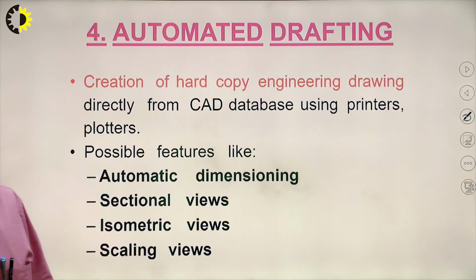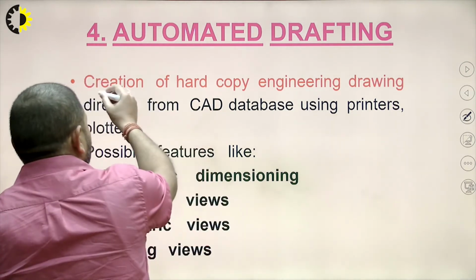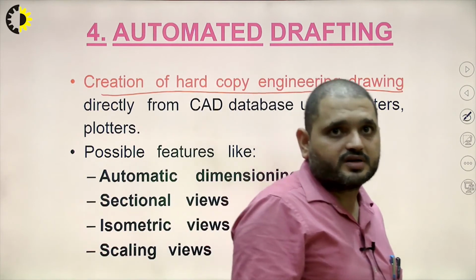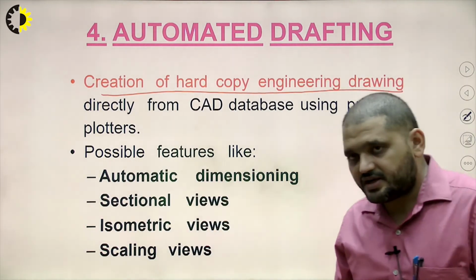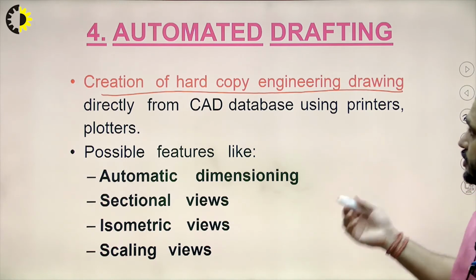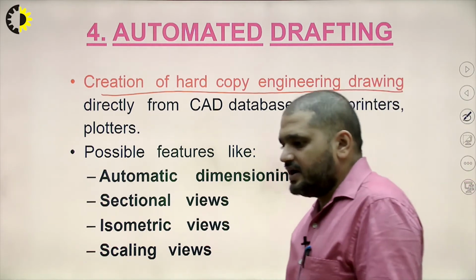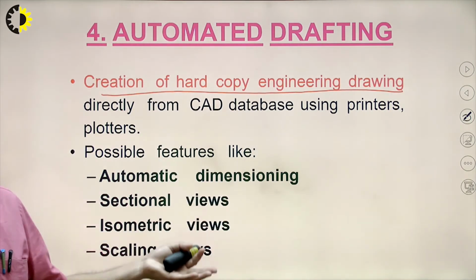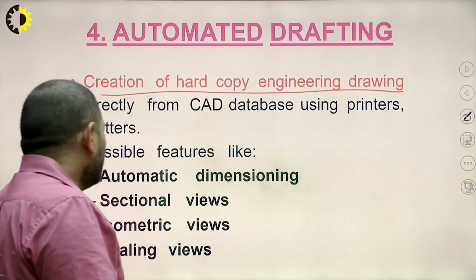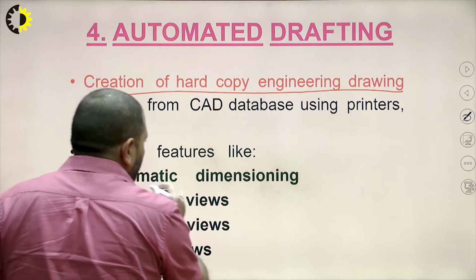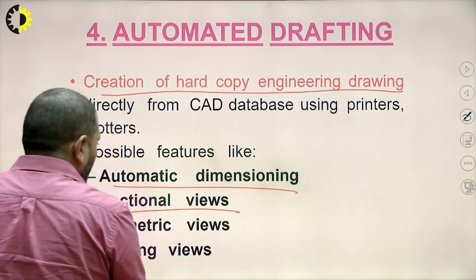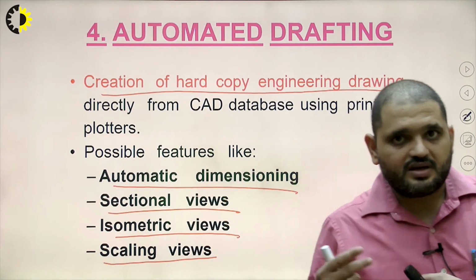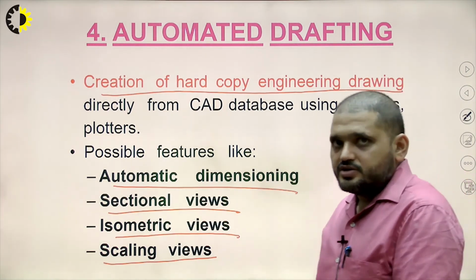Now automated drafting. This is the creation of hard copy engineering drawings directly from the CAD database using a printer or plotter. If you want a hard copy of the design, that is done using automated drafting. You just have to click the file and press the print command, and the hard copy will be in your hand. Possible features like automatic dimensioning, sectional view, isometric view and scaling view can be printed easily using automated drafting.